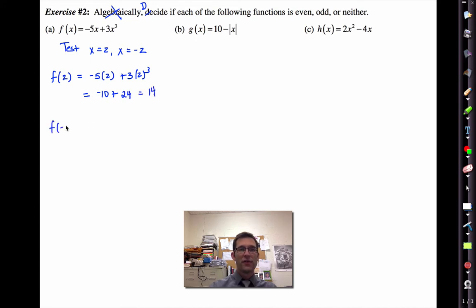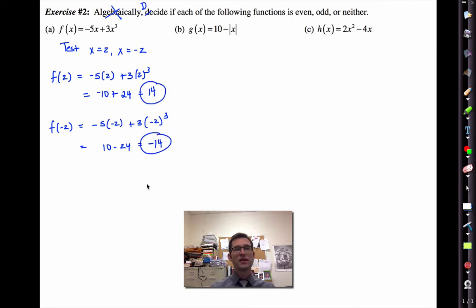Now let me do f of negative 2. Negative 5 times negative 2 plus 3 times negative 2 cubed. That's going to give me positive 10. That's going to be negative 8 times 3, which is going to be negative 24. That's going to be negative 14. Now notice, opposite inputs gave me opposite outputs. So this is an odd function, or at least the evidence supports that it's an odd function.